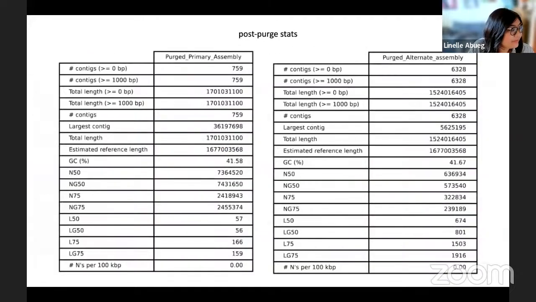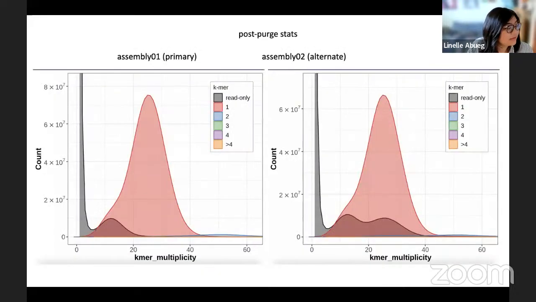And yep, the final stats at the end of purging: the primary is 1.7 gigabases, so a lot closer to the 1.6 gig estimate as before. And it's brought the alternate up to like 1.5 as well. N50 was 7 megabases, so still pretty good for these reptile genomes. And that was the last slide.